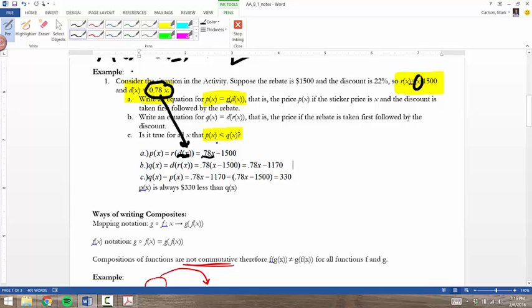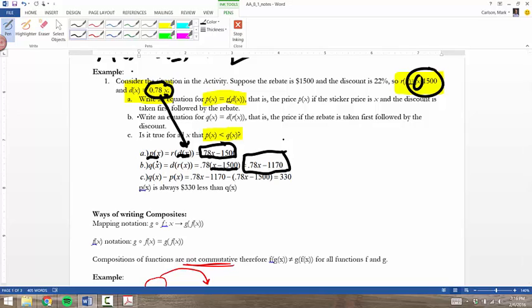So this would be our new function now, which we're going to call p of x. Now we can find a new function q of x in the same way, but this time I'm going to put the value of r of x in for x in d. So I'm going to put x minus 1500 in for x in this function here. So I get 0.78 times x minus 1500, and if I distribute, I get 0.78x minus 1170.